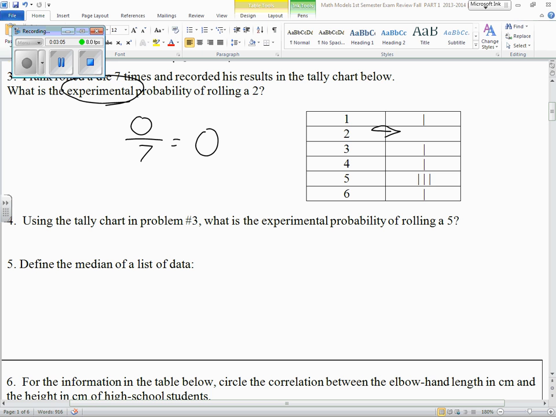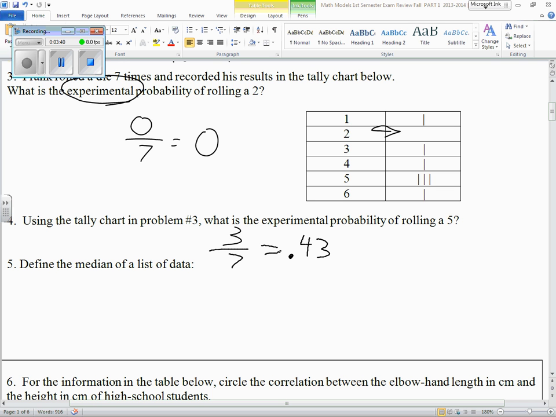So number 4, based on the tally chart in problem 3, what is the experimental probability of rolling a 5? 3 out of 7. Okay. So we can leave it as 3 out of 7. We can write it as a decimal. What would be the decimal equivalent of 3 over 7? So as a decimal, it would be 0.43. Which one is more accurate? The fraction is more accurate. So we had to cut off some stuff off of the 0.43. We had to round.